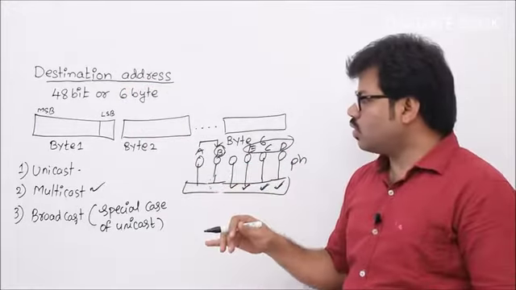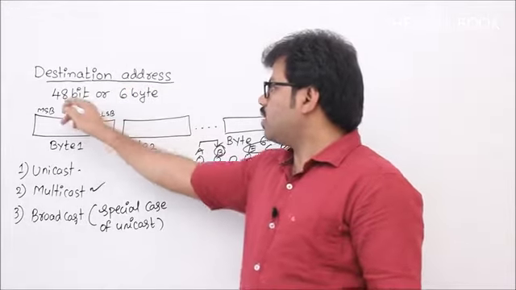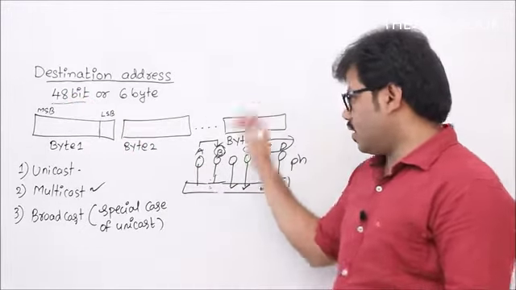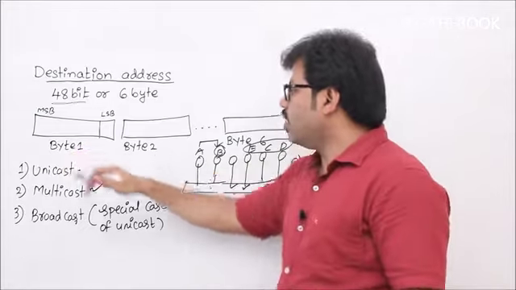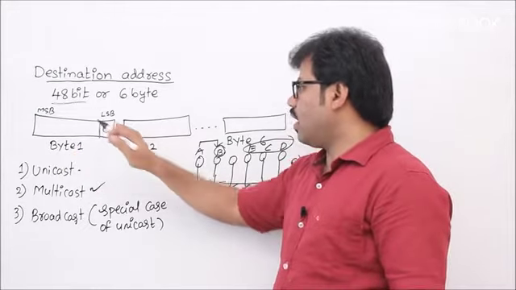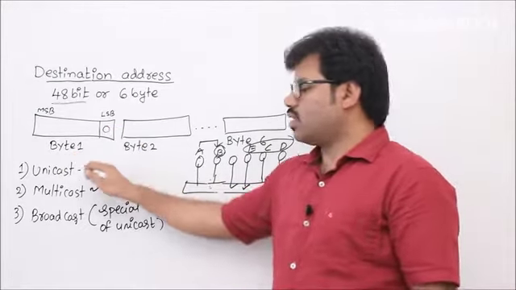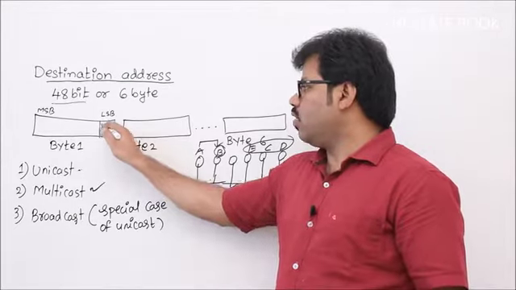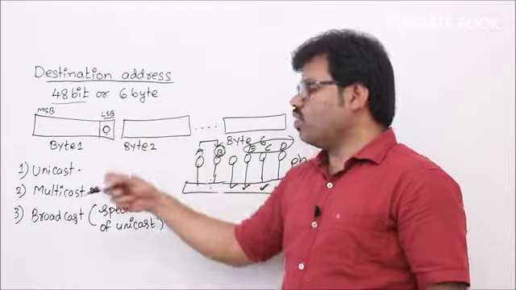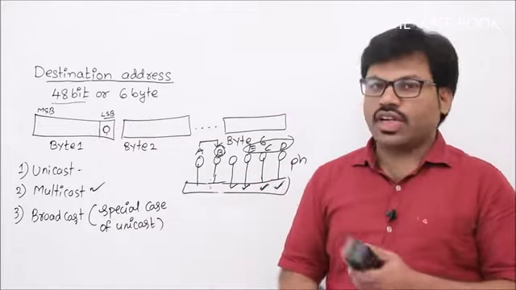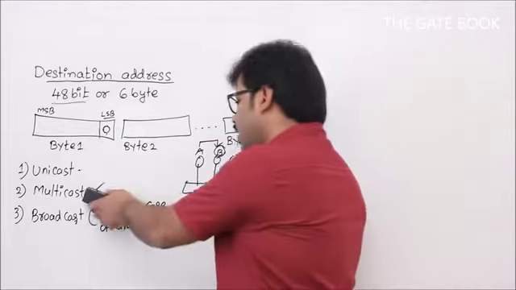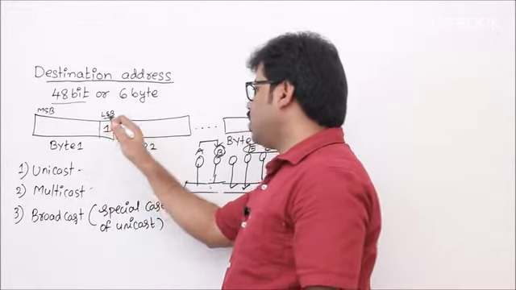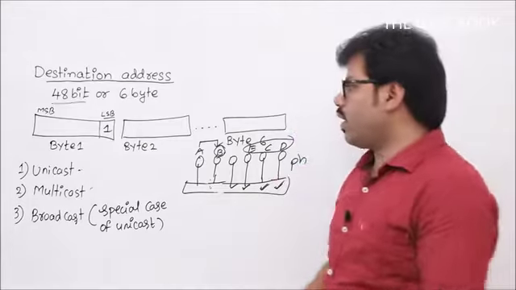How is the destination address going to help? Your destination address has 48 bits or 6 bytes, right? So byte 1, byte 2, and so on, up to byte 6. In byte number 1, if this bit is 0, then that address is called a unicast address. That means such messages, whose destination address has the LSB bit here as 0, denote unicast communication. Now if you want to have multicast communication, this bit is supposed to be 1. That is the way we have to write it.